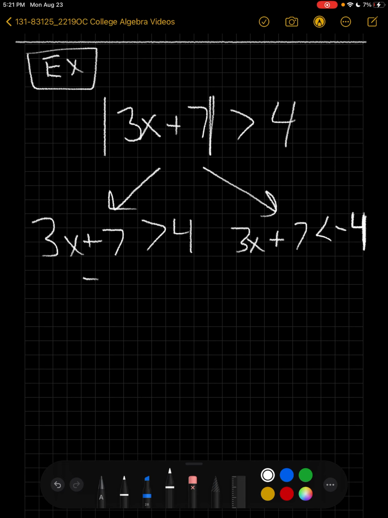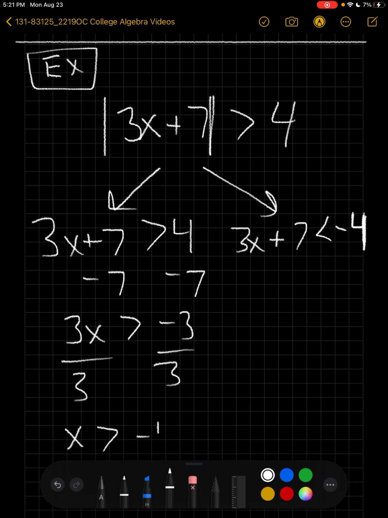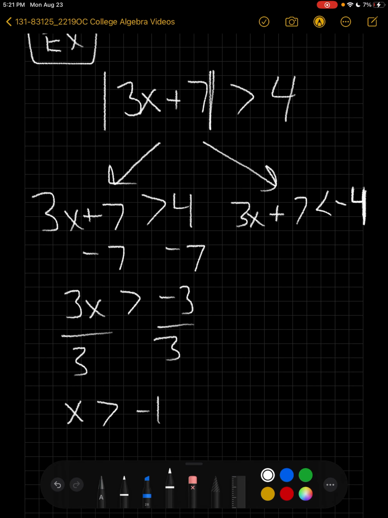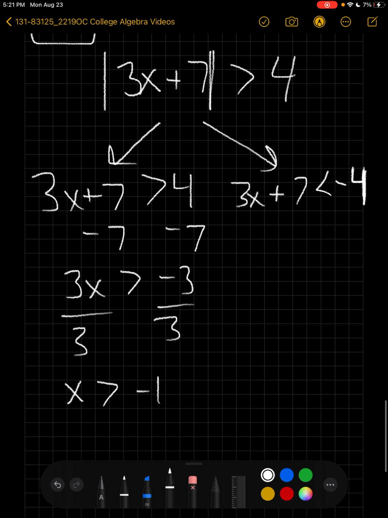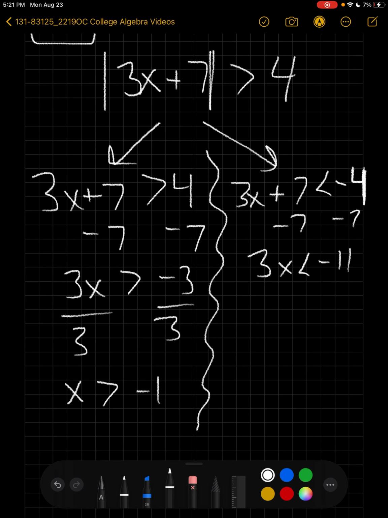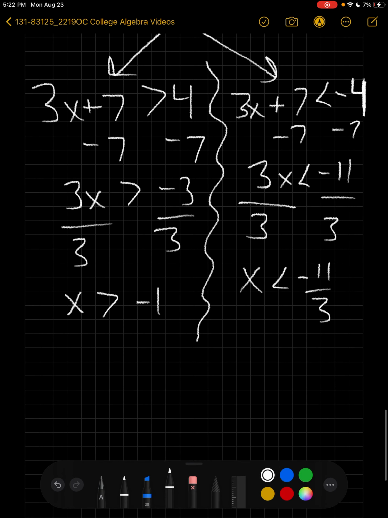And then we solve each one of these little inequalities. Subtract 7 from each side, and then we get 3x is greater than negative 3. Divide each side by 3. You get x is greater than negative 1. And we can solve this other little inequality over here. Oh, I said equation. That's not true. It's an inequality. I could subtract 7 from each side, and I get 3x is less than negative 11. And then I could divide each side by 3. I would get x is less than negative 11 over 3.